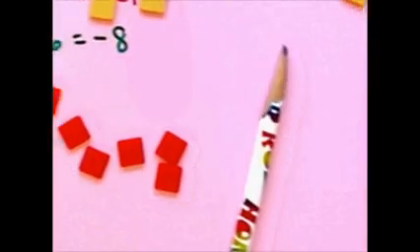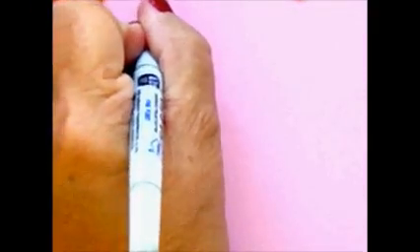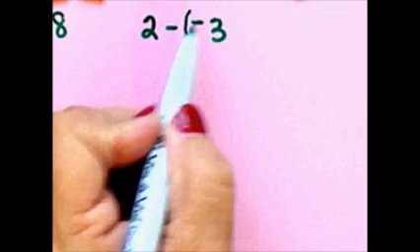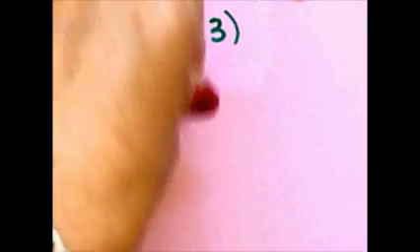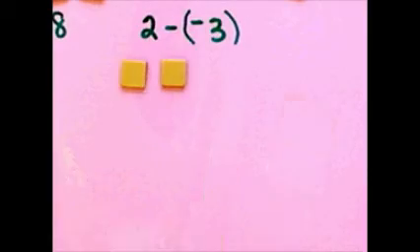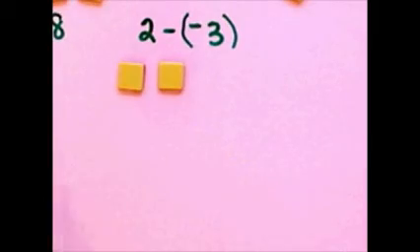Okay, now let's look at this problem. This one's a little bit different. Let's say I have 2 minus negative 3. Now, sometimes that'll be shown with 2 negatives just like this, and sometimes it'll be shown with this in parentheses. So if we start out with 2, that's a positive 2, and I need to take away negative 3, well, I don't have any negatives to begin with. So I have to add negative 3.